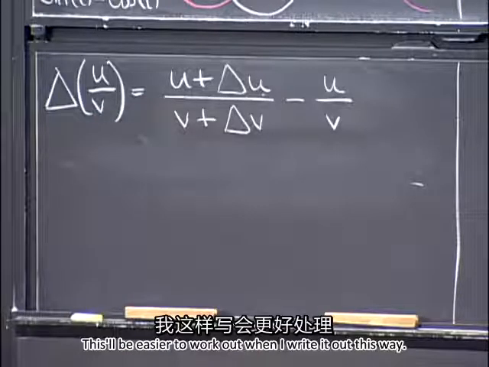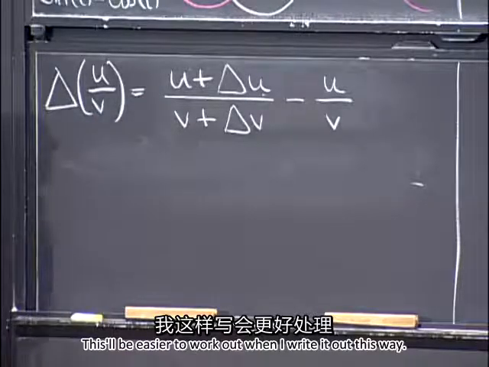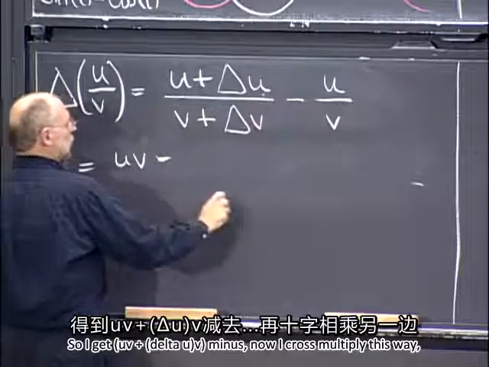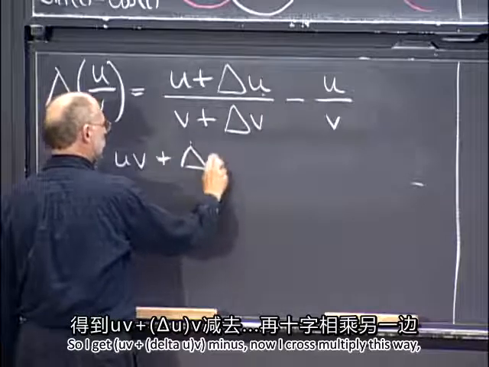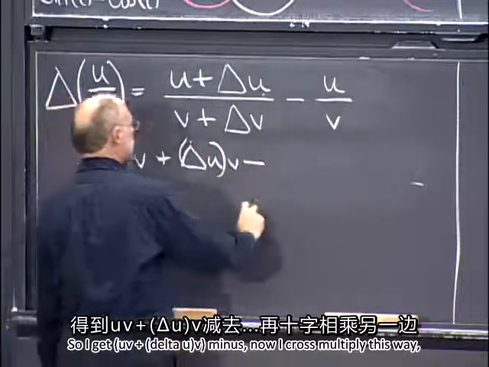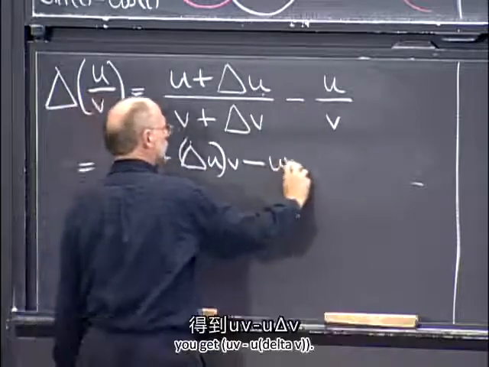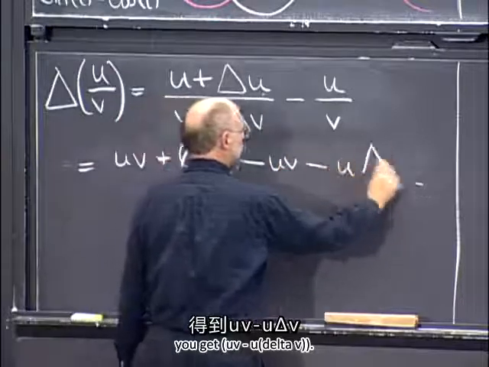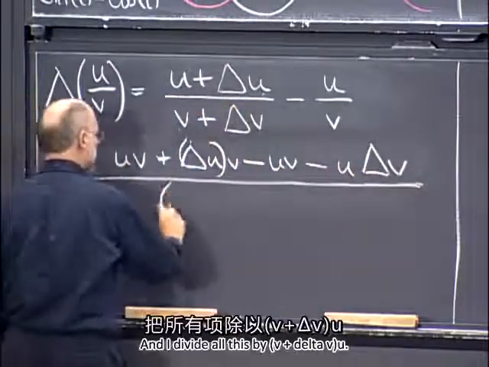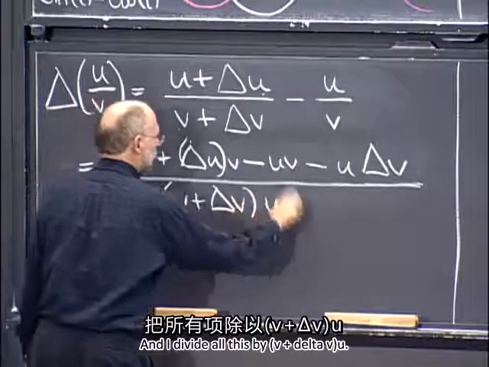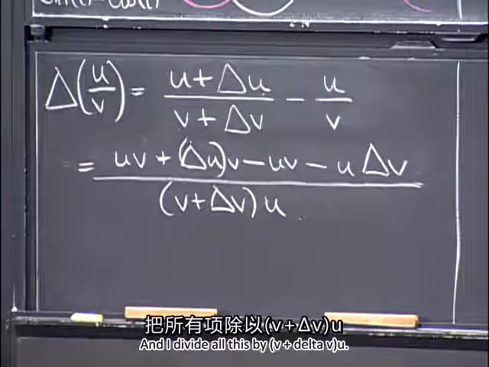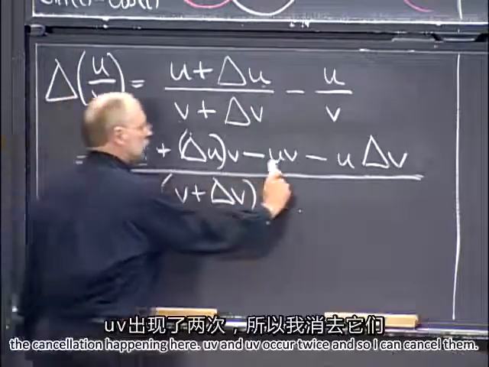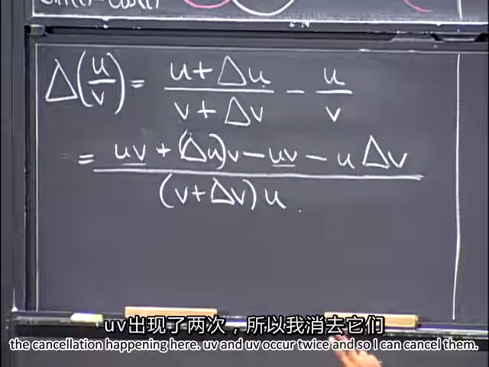This will be easier to work out when I write it out this way. So now I will cross multiply, as I said. So I get UV plus delta U times V minus, now I'll cross multiply this way, you get UV minus U times delta V. And I divide all this by V plus delta V times V. Okay. Now the reason I like to do it this way is that you see the cancellation happening here. UV and UV occur twice, and so I can cancel them.